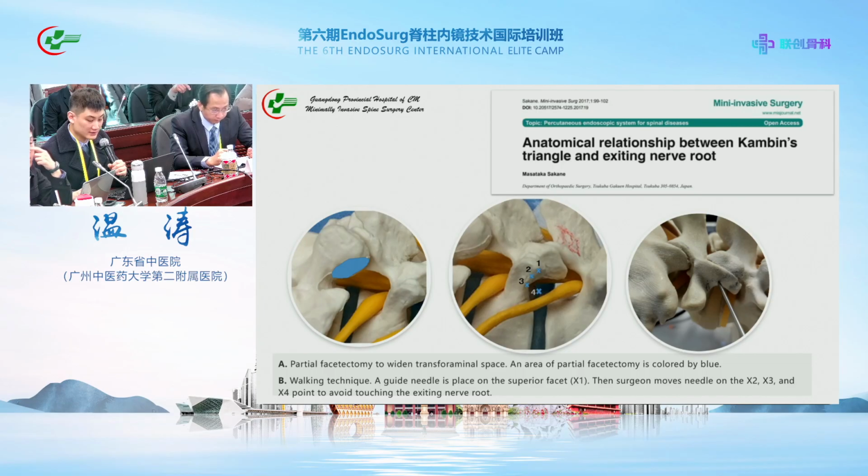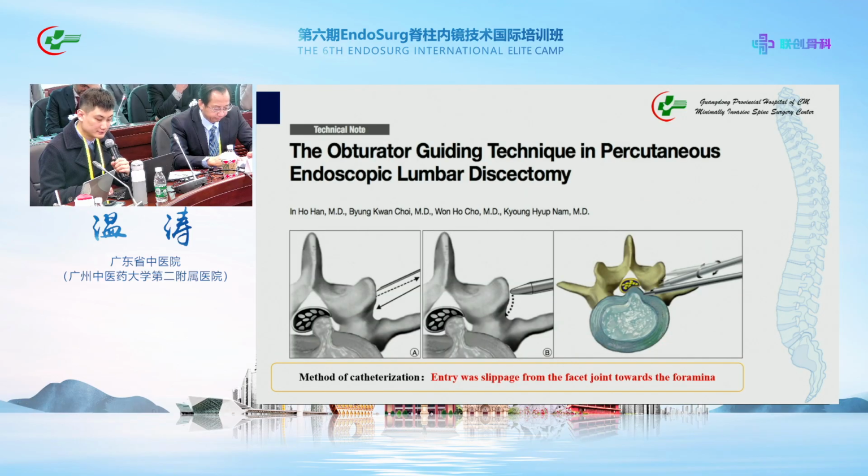But when we use this technique, we find it requires very excellent experience from the surgeon. And in order to ensure accurate precision, they will need many X-rays. Some people also have an approach with a tube, the so-called obturator guiding technique. It uses a working channel to slide from the SAP to the foramina.